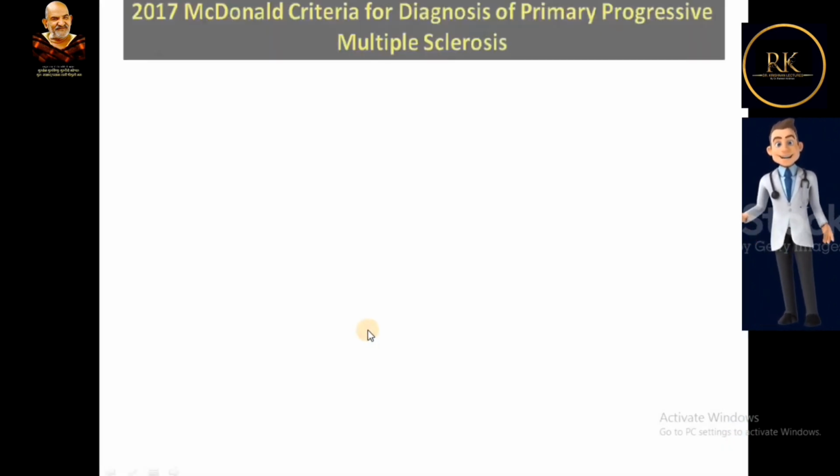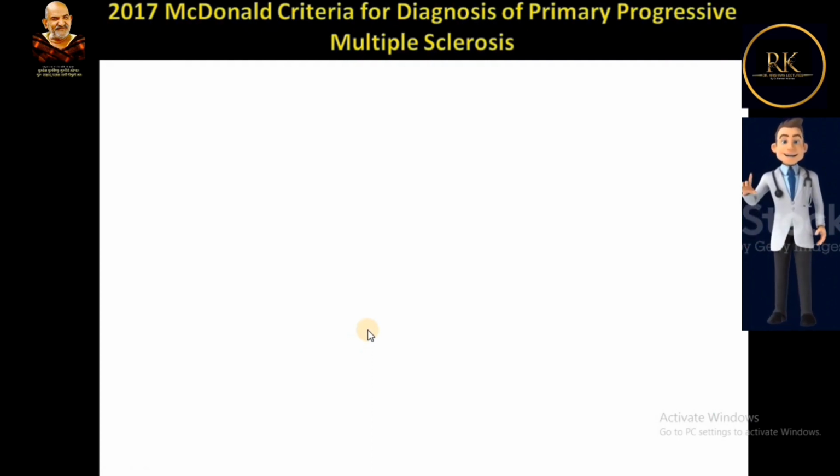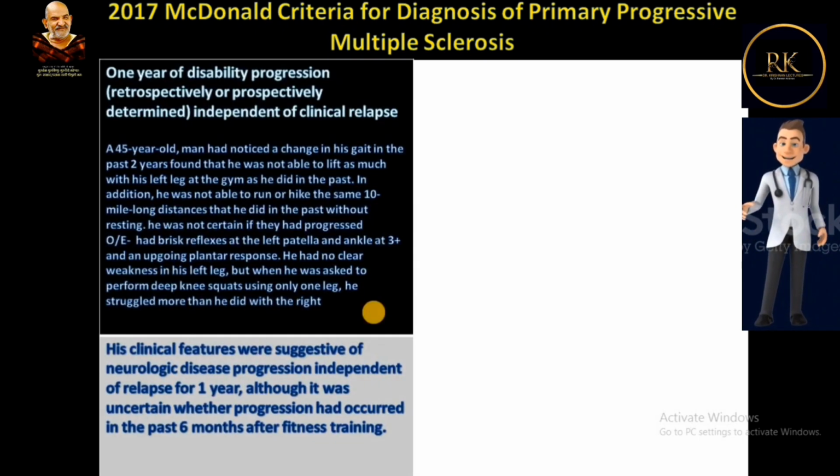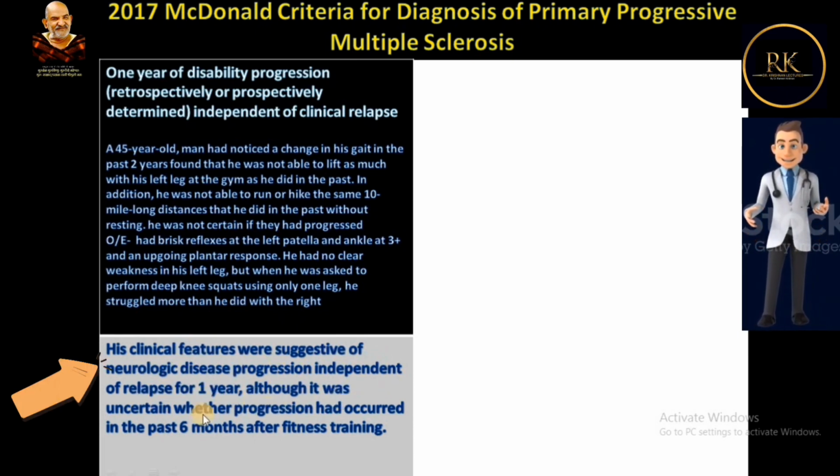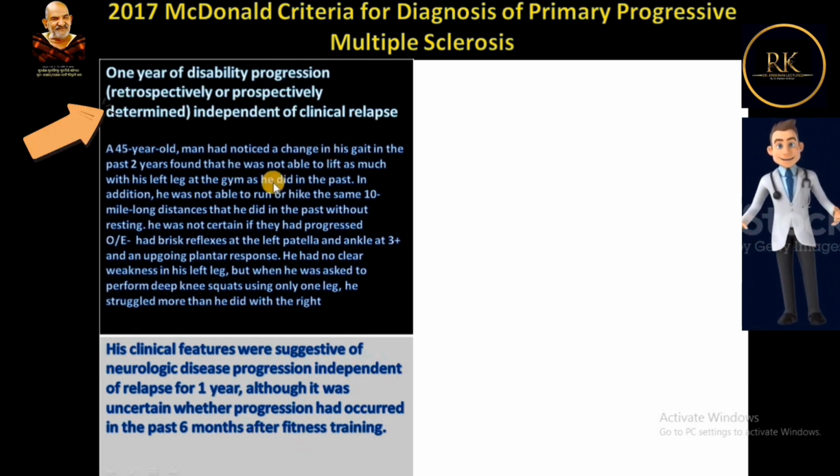Now again come to the clinical case that we have discussed in the beginning and apply the diagnostic criteria for primary progressive multiple sclerosis. This patient is having 1 year of disability progression, independent of clinical relapse. As this patient has clinical features suggestive of neurological disease progression independent of relapse for 1 year, although he was uncertain whether progression has occurred in the past 6 months after the fitness training. So this patient is having 1 year of disability progression.